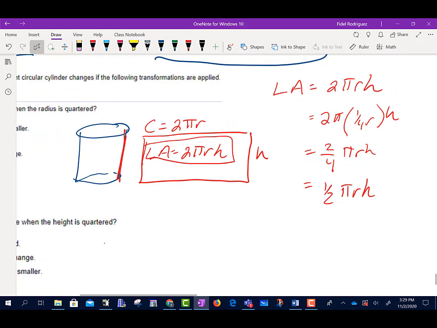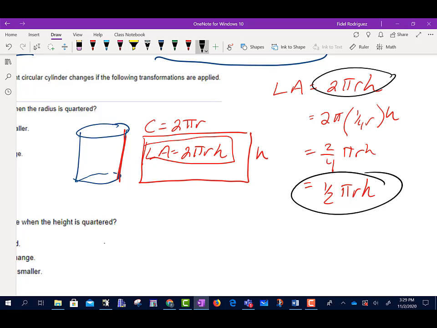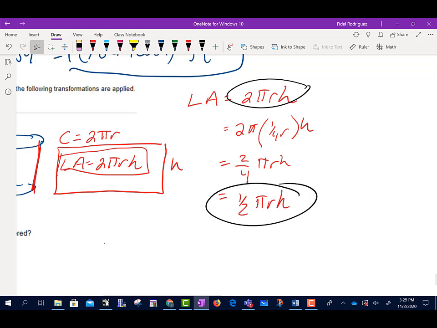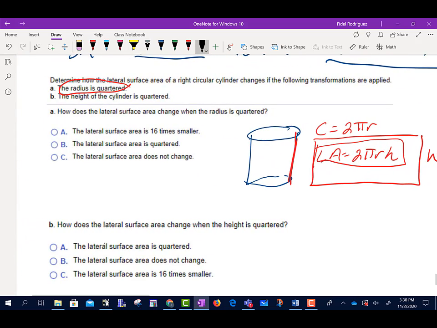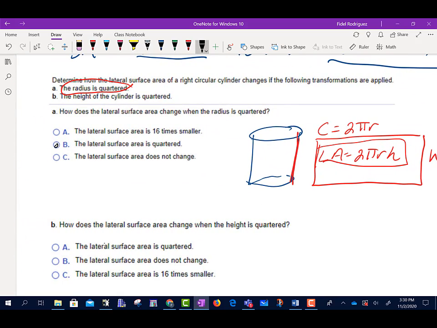What happened to my original formula, right? So if I look at this piece here and look at this piece here, you might be tempted to say, oh, look, it's half of it. But it's not really half of it. What we did is if you were to take 2 pi rh and divide it by 4, and these would reduce here to a 1 and a 2, that's what I'd end up with. So we really said the lateral surface area is going to be quartered.